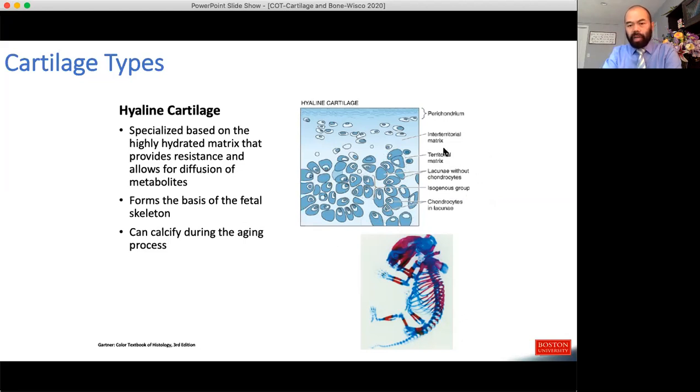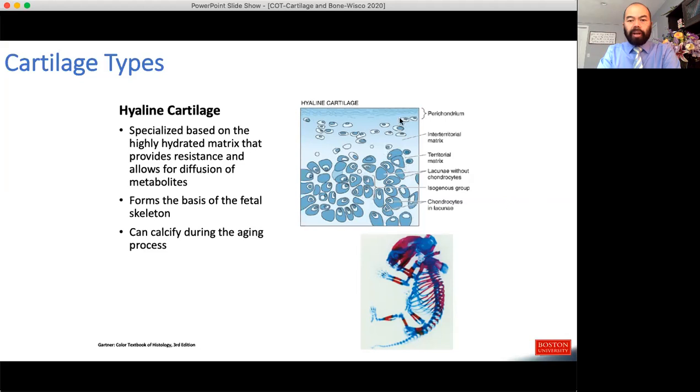Then we're going to talk about territorial matrix and interterritorial matrix in a second. But then to end off, as far as the tissue layers, we're looking at a perichondrium that by convention in this image is at the top of the picture. But remember, cartilage actually has 2 sides, so there could be a perichondrium on the bottom over here if we extended the picture. So let's talk about how we get to the isogenous groups first, then we'll talk about the matrices.